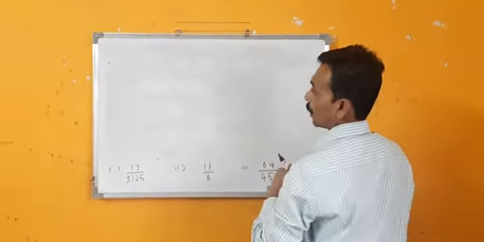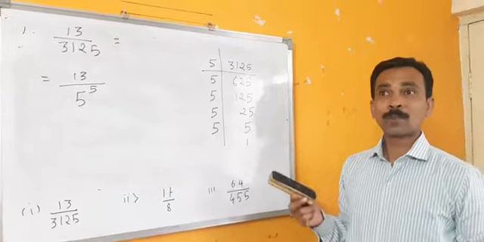5 sixes are 30, 1 is left. 1 and 2, 12. 5 twos are 10, 2 is left. 5 fives are 25, 5 fives are 25, 5 ones are 5. So the factorization is 5 raised to 5 (1, 2, 3, 4, 5 fives). But what we have to do?